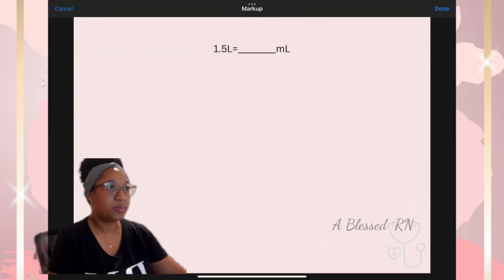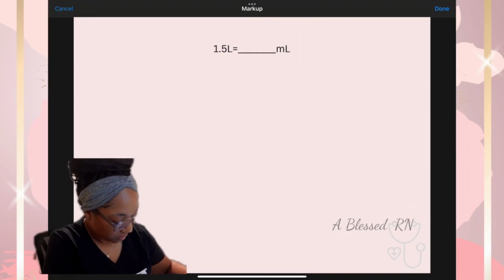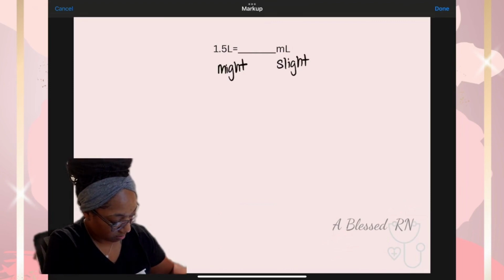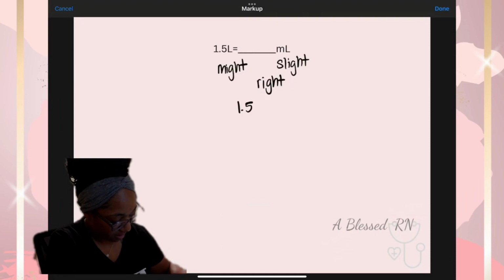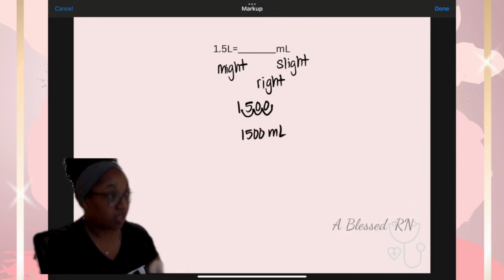All right, 1.5 liters is how many milliliters? A liter is larger than a milliliter, right? So it's little to large slide, right. 1.5 is boom, boom, boom. Add your zeros in, so that's going to be 1,500 mLs.